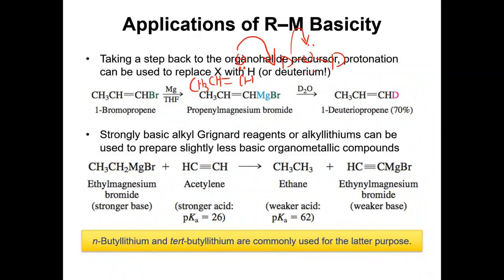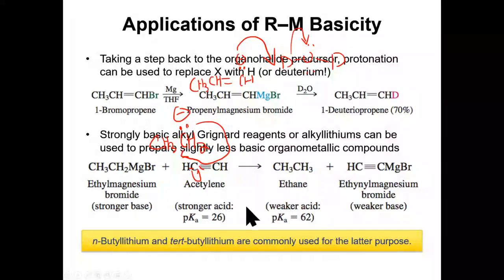So that's one of the applications. The second application is that Grignard reagents and organolithium compounds are the strongest bases we have seen so far. So they can often be used to prepare slightly less basic organometallic compounds. For instance, if you have ethyl magnesium bromide, you could react it with acetylene, because this alkyne proton is highly acidic among hydrocarbons. So this alkyne proton can be removed by the ethyl anion in the Grignard reagent, and that eventually gives you the Grignard reagent of the alkyne, which is relatively difficult to prepare directly.